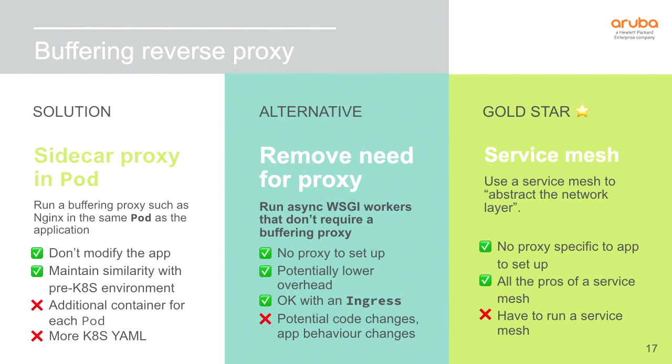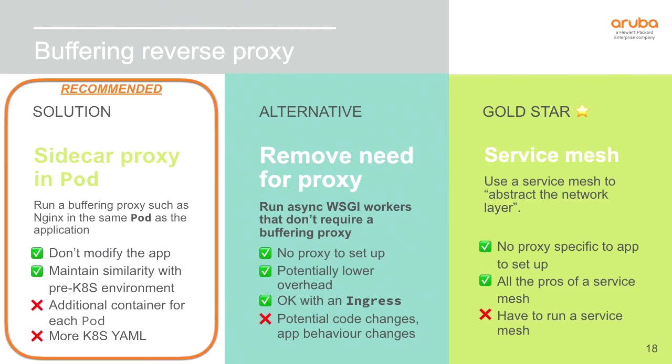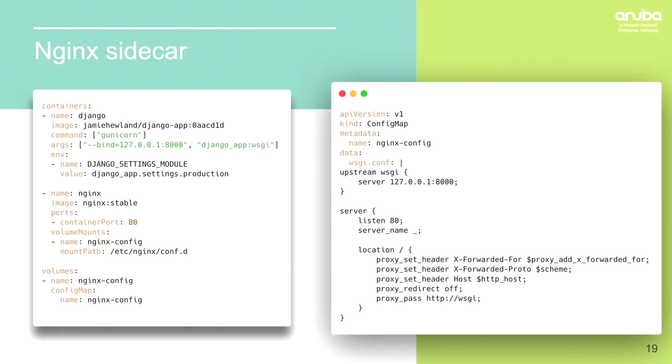Then finally, gold star, if you're running a service mesh on Kubernetes, which is more advanced stuff, then you already have a proxy server running in every pod anyway. You can switch on the buffering and perform a lot of the same tasks. But running a service mesh can be quite a lot of work. So for the recommended solution, I'm just going to show you how to do the sidecar proxy.